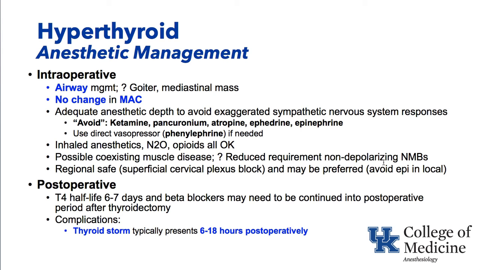We don't want to have that hyperthyroid patient have a sympathetic nervous system response if at all possible. So we want to make sure they're adequately anesthetized before intubation, and avoid drugs that stimulate the sympathetic nervous system such as ketamine and pancuronium and ephedrine and epinephrine. If we need to raise the blood pressure, phenylephrine is a good choice. We can use inhaled anesthetics; nitrous and opioids are all okay.